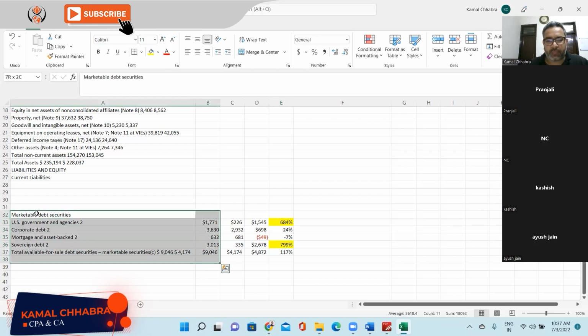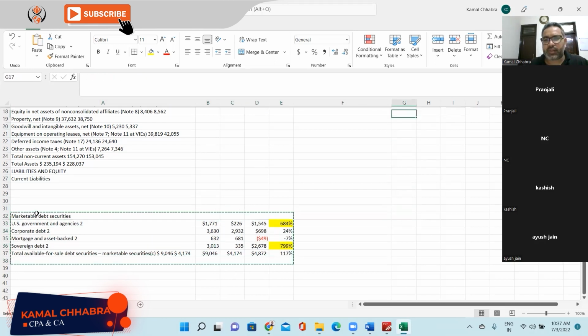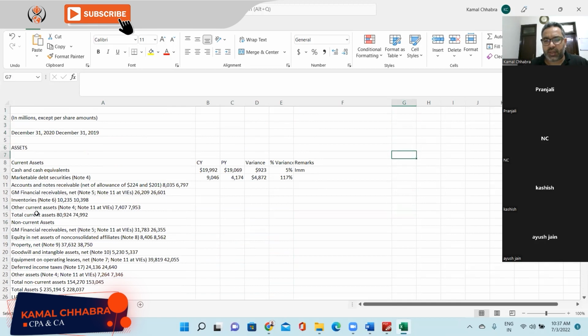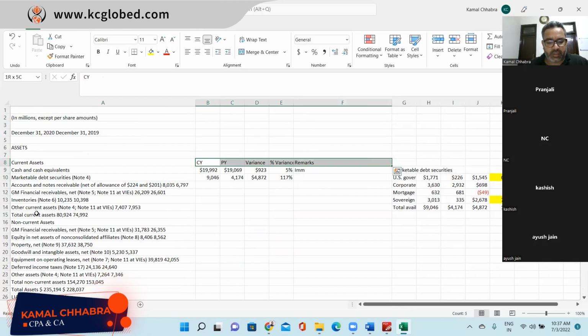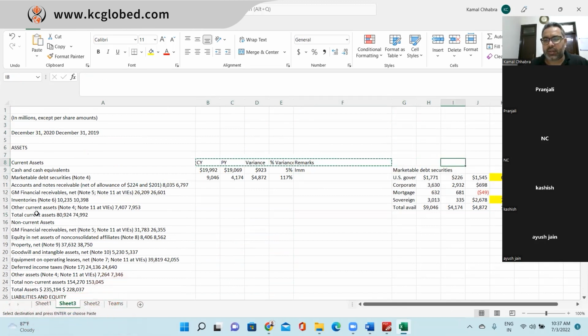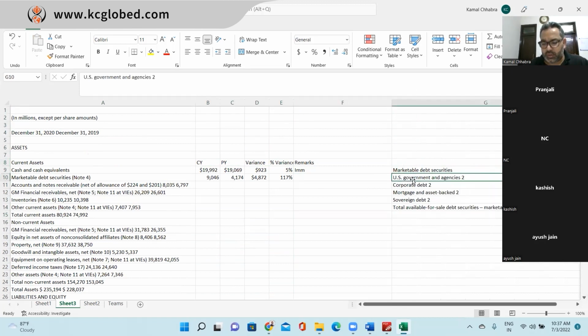So the first level of analysis is a high level analysis at the financial statement line item, right? And then the second analysis would be for the respective financial statement line item at the disaggregated level. So this segregation between these four is called disaggregation analysis or detailed substantive analysis, right?